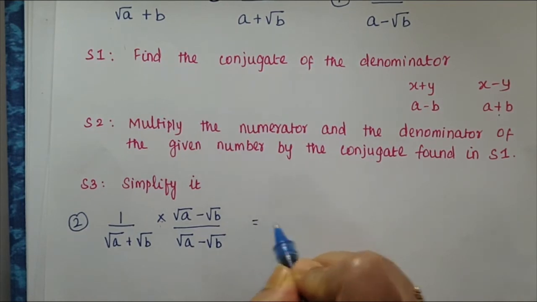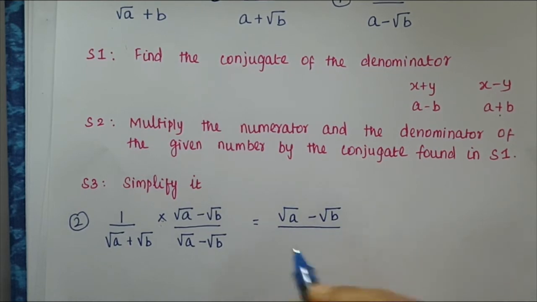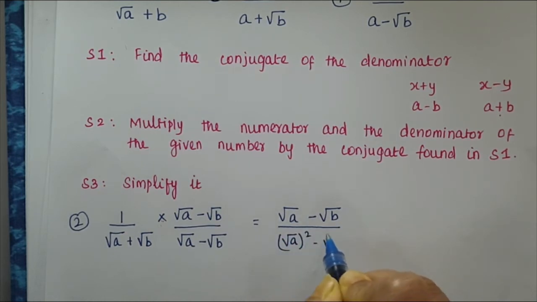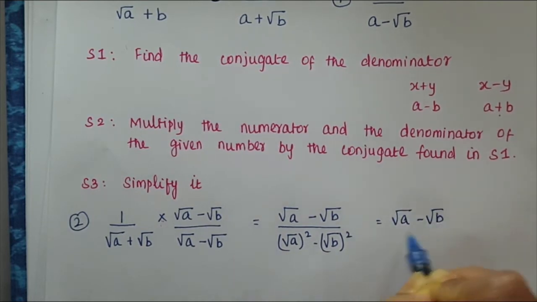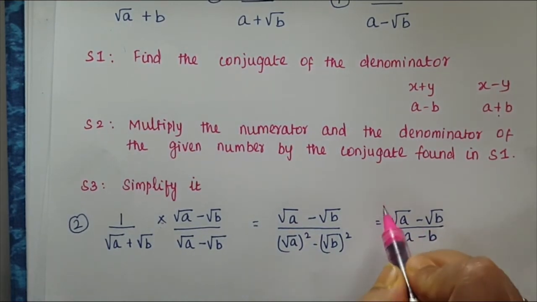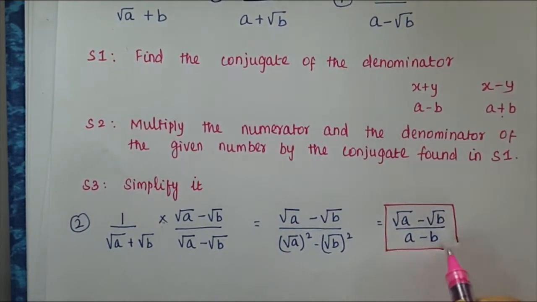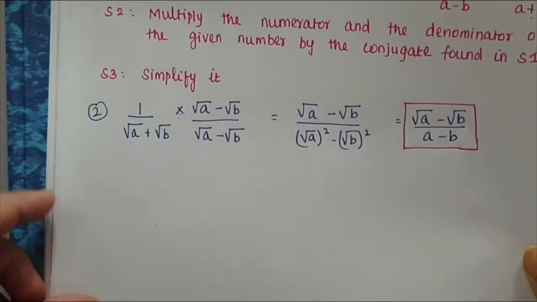So 1 into square root of a minus square root of b is square root of a minus square root of b, upon square root of a plus square root of b into square root of a minus square root of b. The identity we can use: x plus y into x minus y is x square minus y square. So here, square root of a the whole square minus square root of b the whole square. So square root of a minus square root of b by a minus b. Got it? Now the denominator is a rational denominator, correct? Okay, next one.